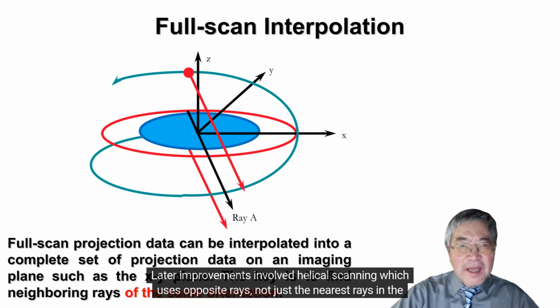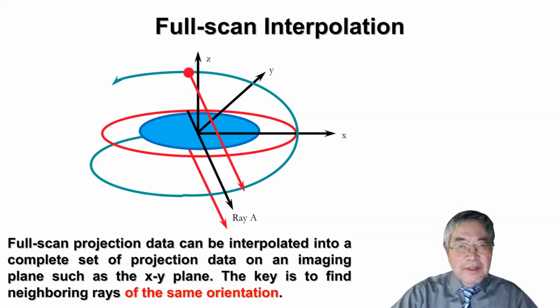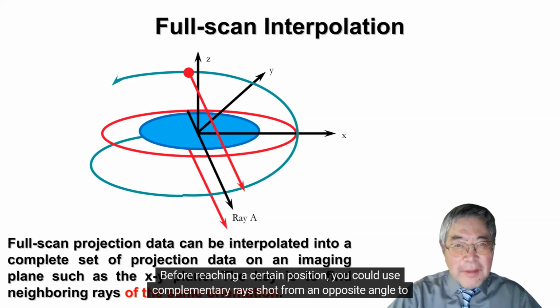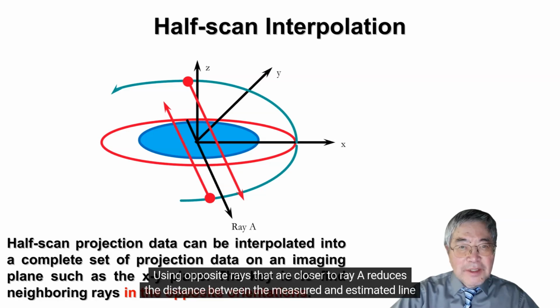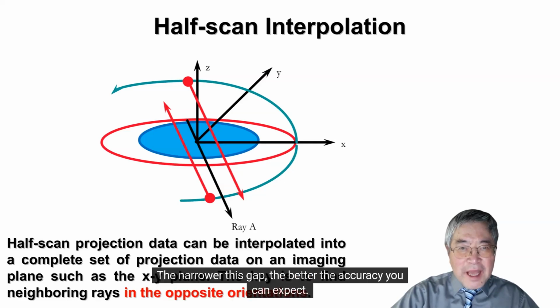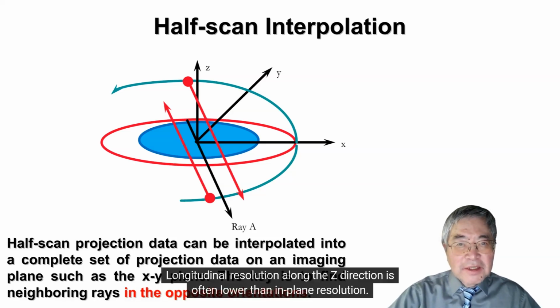Later improvements involved helical scanning, which uses opposite rays, not just the nearest rays in the same direction. Before reaching a certain position, you could use complementary rays shot from an opposite angle to improve interpolation. Using opposite rays that are closer to ray A reduces the distance between the measured and estimated line integrals. The narrower this gap, the better the accuracy you can expect. This half-scan interpolation enhances longitudinal resolution along the z-axis compared to linear interpolation. Longitudinal resolution along the z direction is often lower than in-plane resolution.